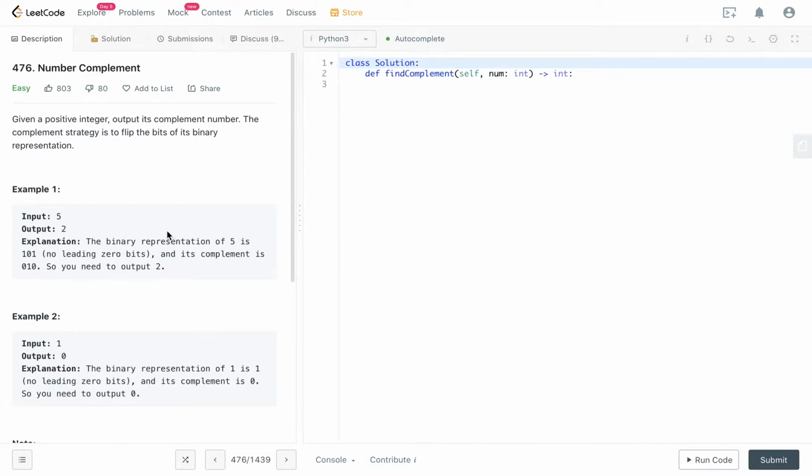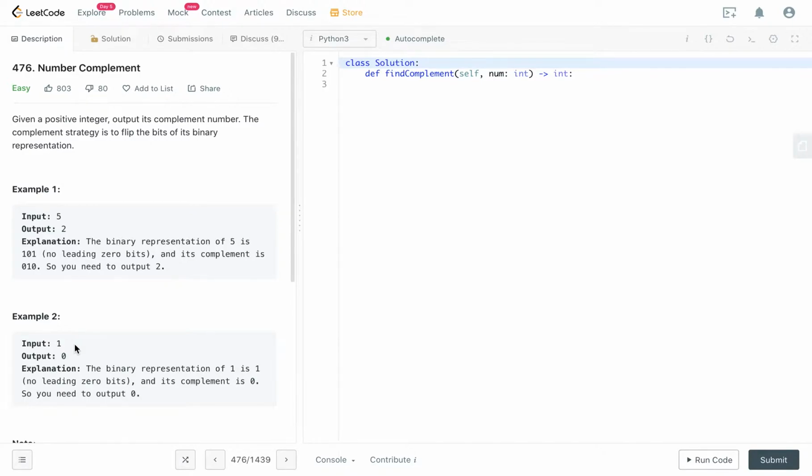So if our input is 5, the output should be 2. The binary representation of 5 is 1, 0, 1. And we're flipping that, meaning whenever we see 1, we flip it to 0, and whenever we see 0, we change it to 1. And the output will be 0, 1, 0, and that's basically 2 in base 10. And if our input is 1, the output should be 0, obviously.